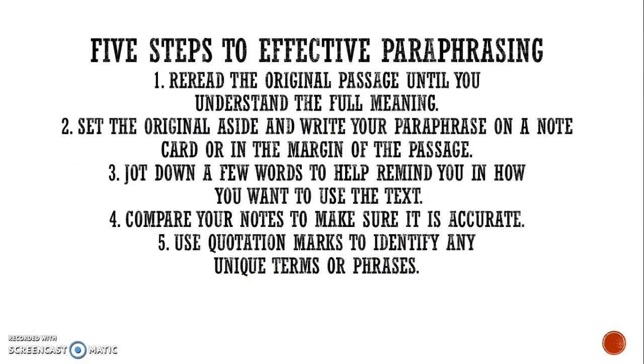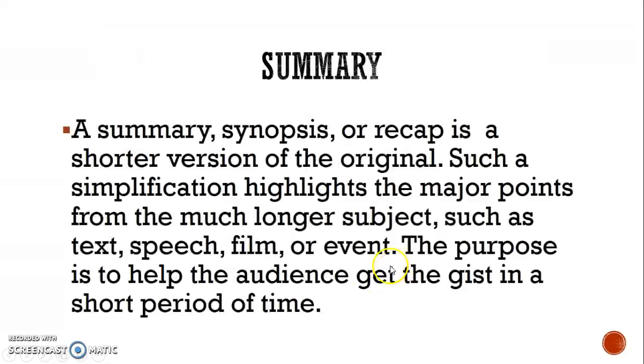5 steps to an effective paraphrasing. 1. Reread the original passage until you understand the full meaning. 2. Set the original aside and write your own paraphrase on a note card or in the margin of the passage. 3. Jot down a few words to help remind you how you want to use the text. 4. Compare your notes to make sure it is accurate. 5. Use quotation marks to identify any unique terms or phrases.